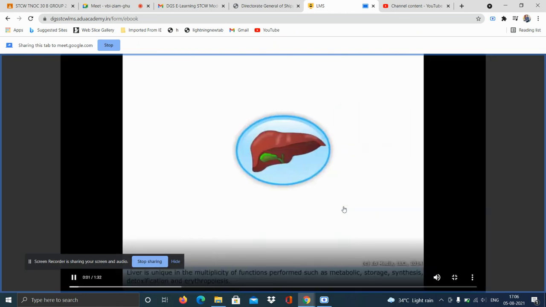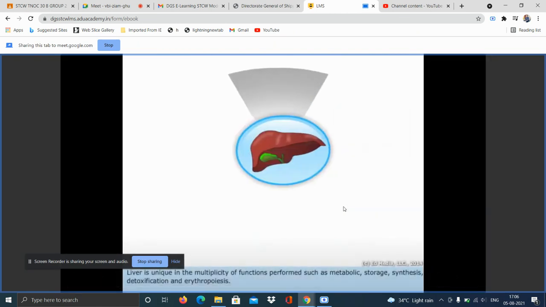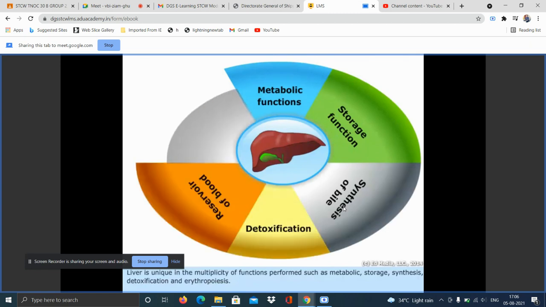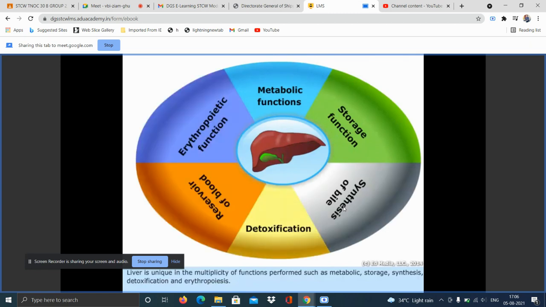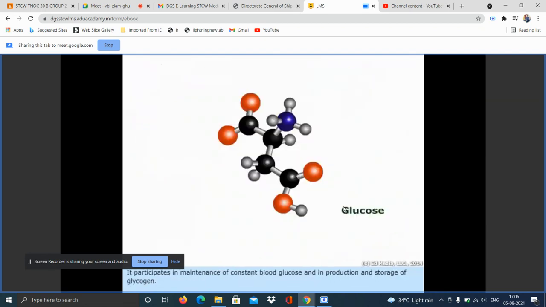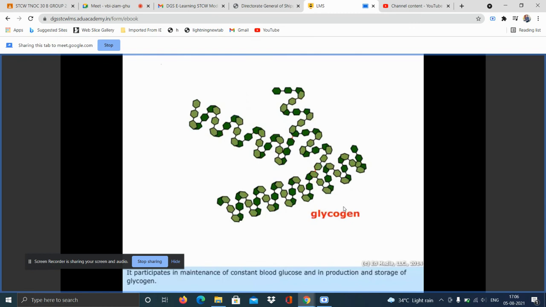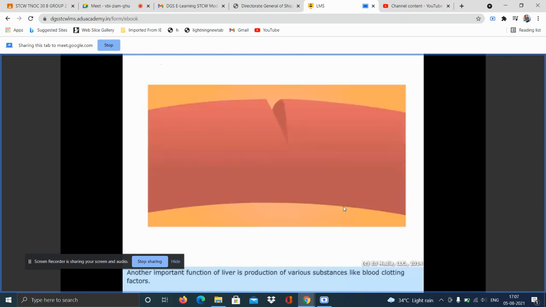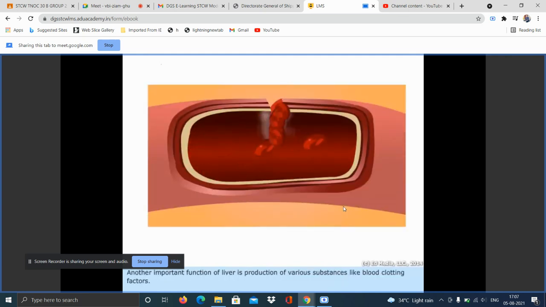Liver is unique in the multiplicity of functions performed, such as metabolic, storage, synthesis, detoxification, and erythropoiesis. It participates in maintenance of constant blood glucose and in production and storage of glycogen. Liver is the site for synthesis of cholesterol and phospholipids. Another important function of liver is production of various substances like blood clotting factors.